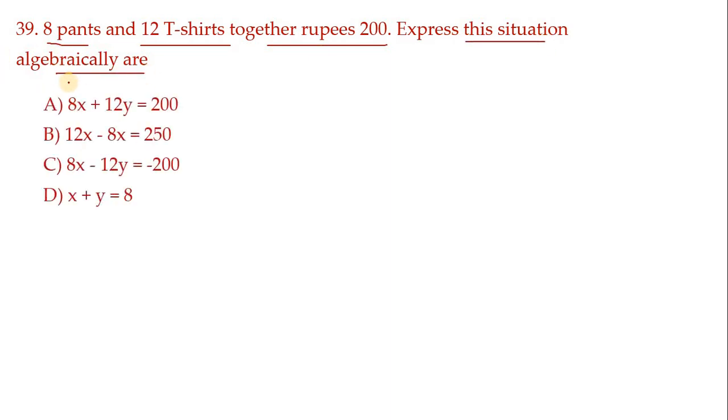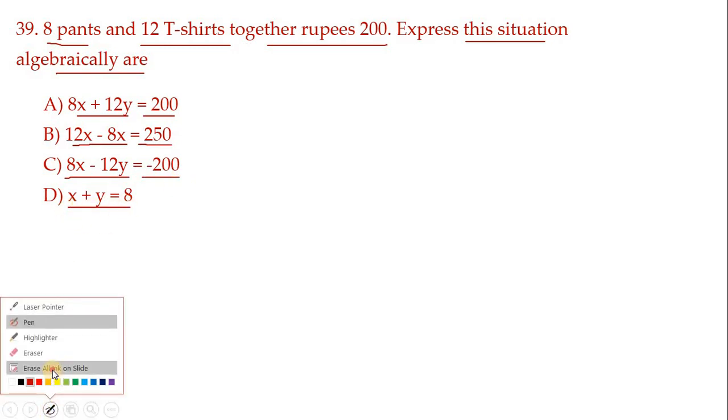Move on to the next one. 8 pants and 12 t-shirts together cost 200 rupees. Express this situation algebraically: 8x plus 12y equals 200, 12x minus 8x equals 250, 8x minus 12y equals minus 200, x plus y equals 80.